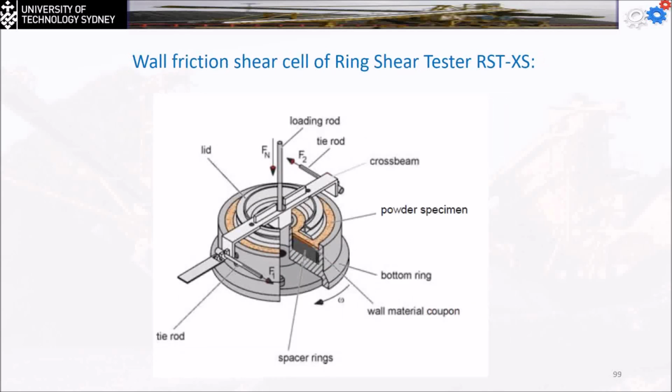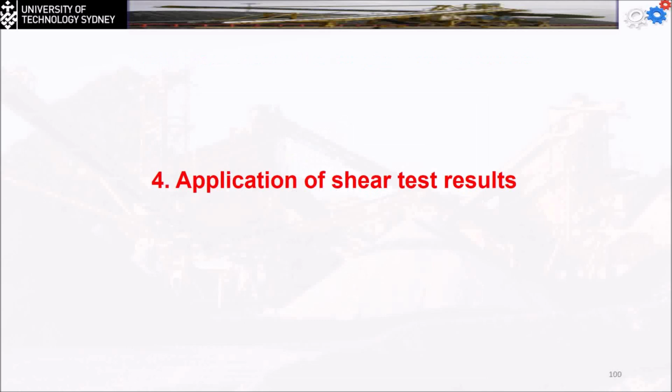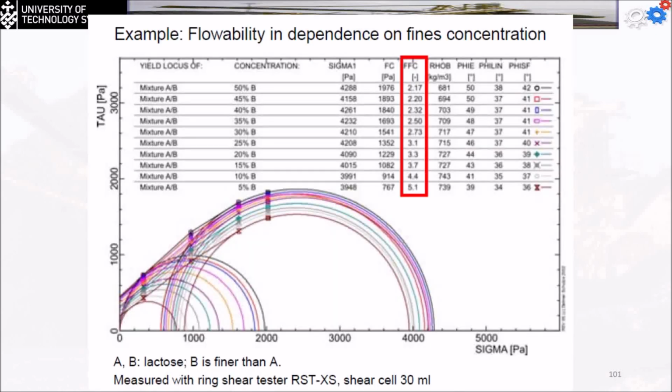Now, the most important thing is the application of the shear test results. With more values, you're going to make more circles. And why do we have to do that? For more accuracy, for more uncertainty analysis. Okay, so that's what we have: the mixture type, the concentration, the sigma value, the FC value, and the FF value you are going to have.